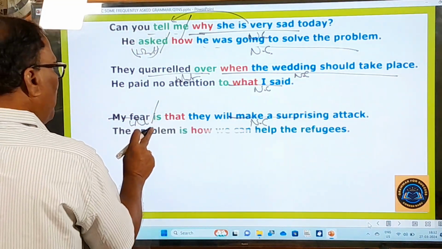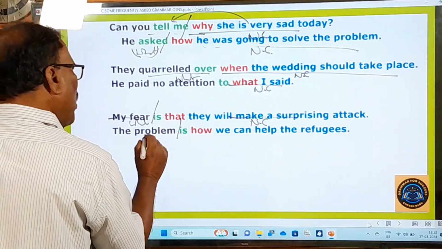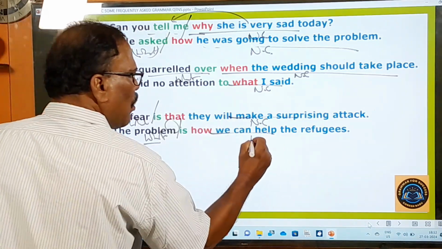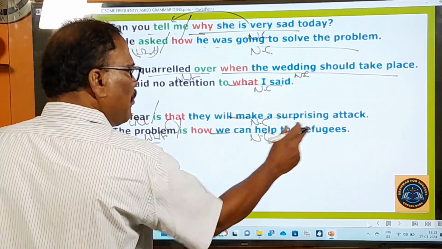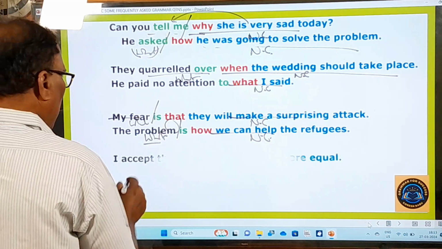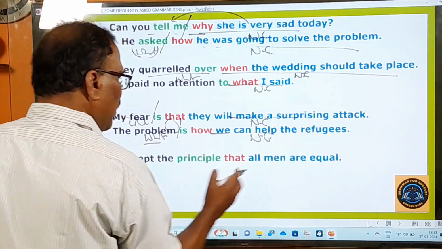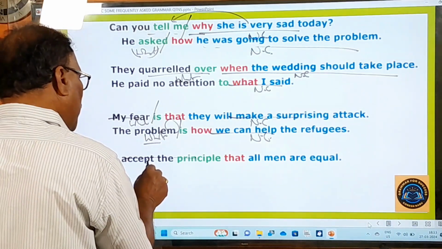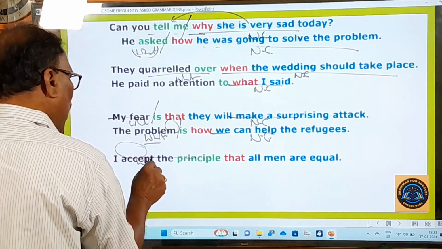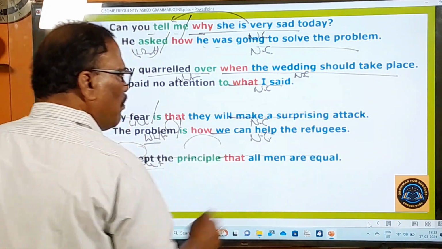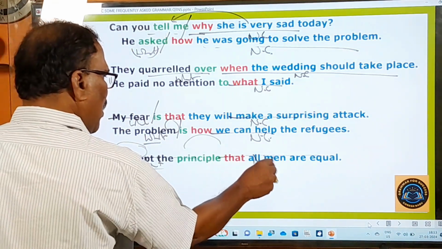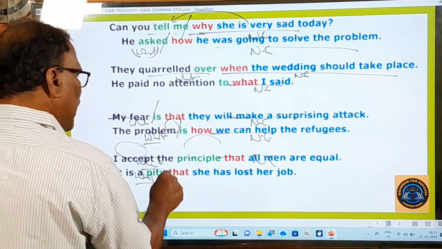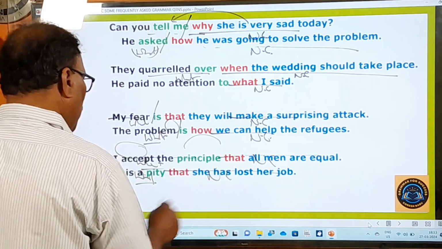And here the problem is what? You pose a question to this verb, then you automatically get this noun clause: how we can help the refugees. And here, I accept the principle that all men are equal. I accept what? This is the verb. I accept what? The principle that all men are equal. So this is a noun clause. It is a pity. What is a pity? That she has lost her job. It's a noun clause.